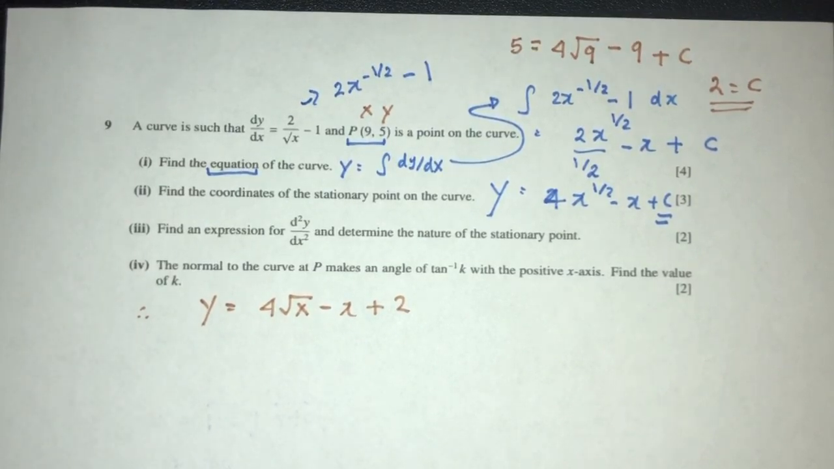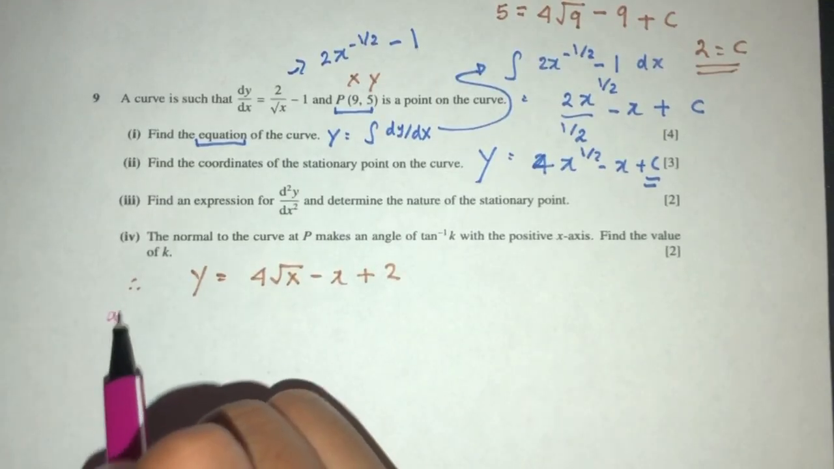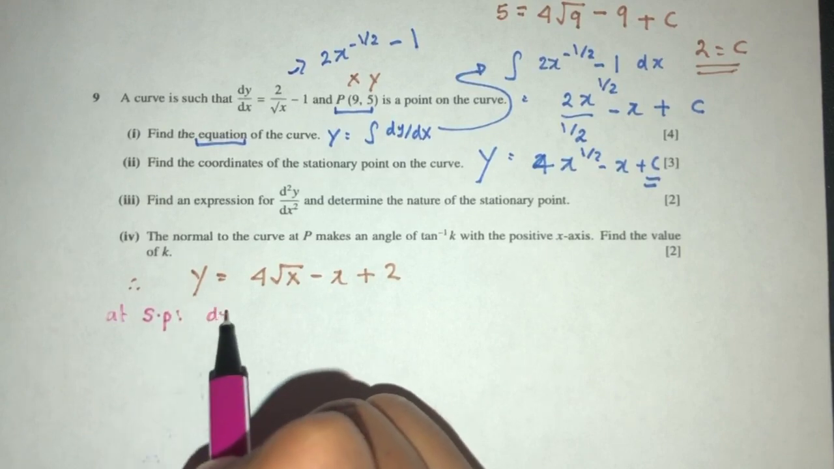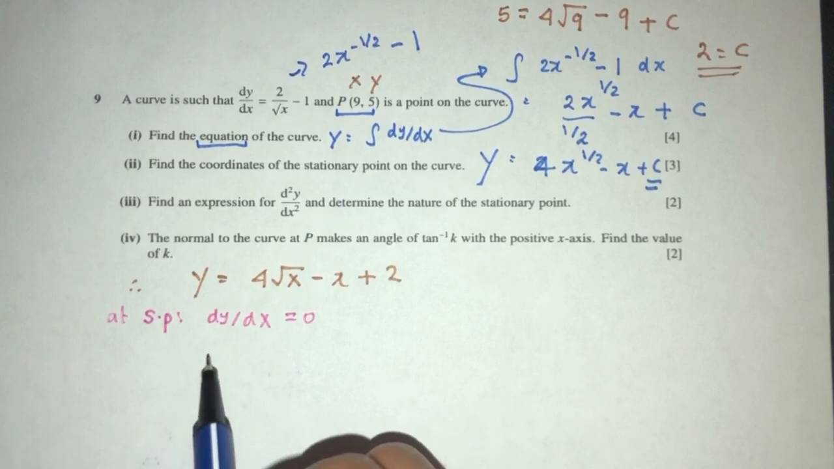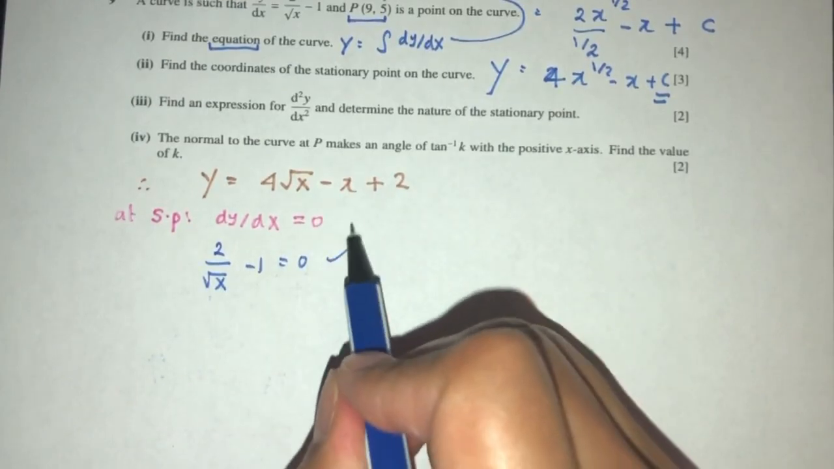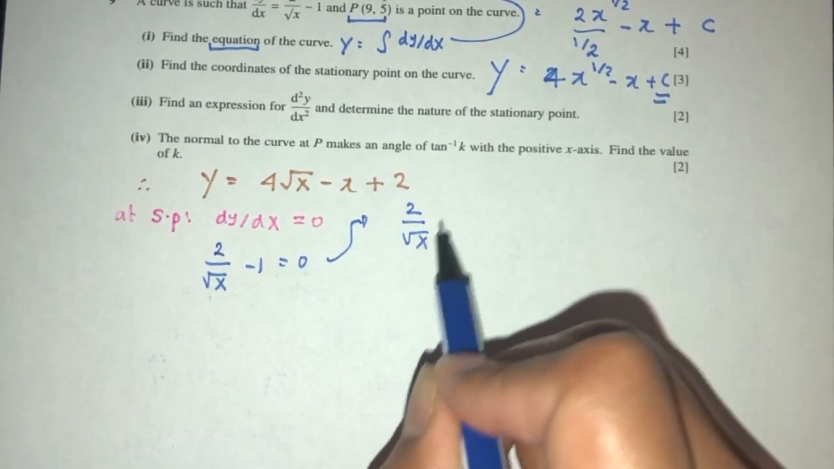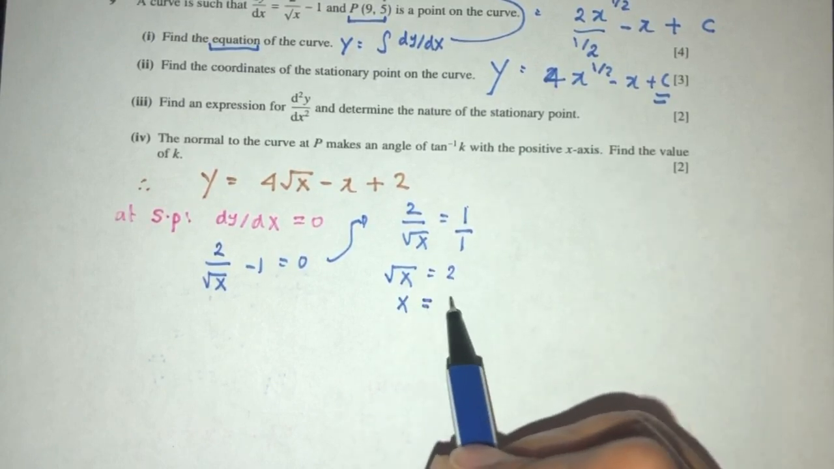So the simple thing here is we just have to integrate dy by dx, and I'm sure you guys can do that at least, and use the passing point to find the value of c. You will get this for the equation of your curve. Now for part 2, find the coordinates of the stationary point on the curve. So pretty easy. As we know, at a stationary point, dy by dx has to be 0. So now we already have this value, which is 2 over root x minus 1 has to be 0. So we can send 1 over here. You will have 2 over root x is equal to 1. Cross multiply, root x is 2, so x will be 4.